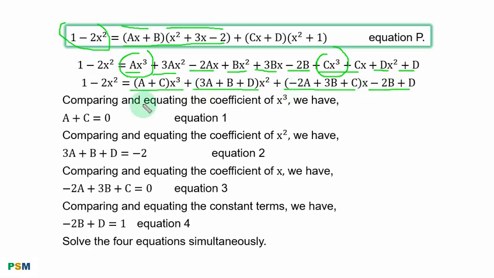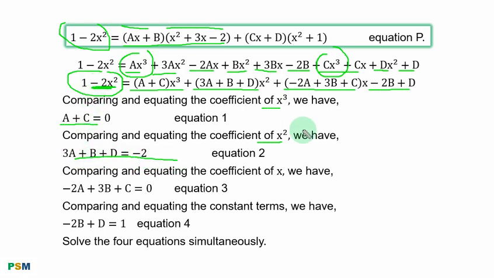Next, comparing and equating coefficient of s cubed, we have a plus c equal to 0, because in the left hand side there is no term that contains s cubed. So we assume there is 0 s cubed. Next, you compare and equate coefficient of s squared. So you have 3a plus b plus d equal to minus 2. This term that has s squared, that is equation 2.